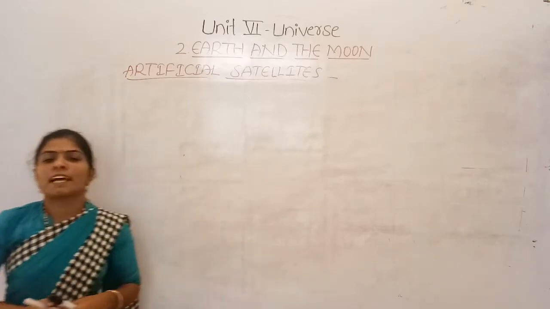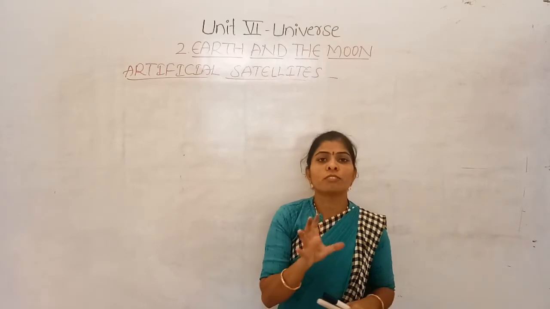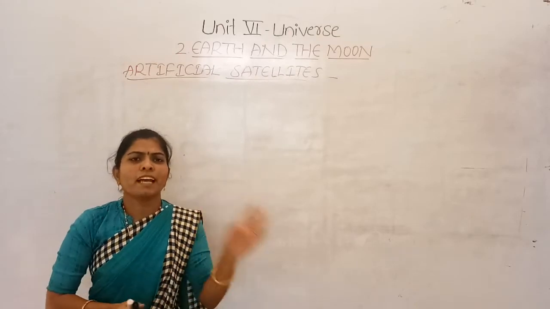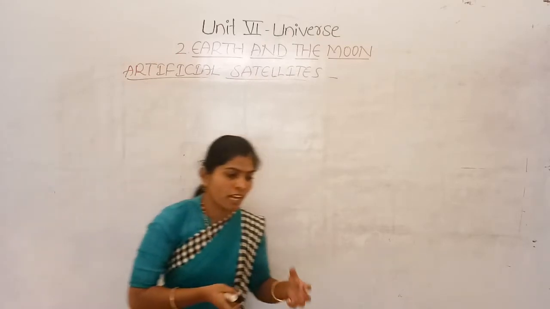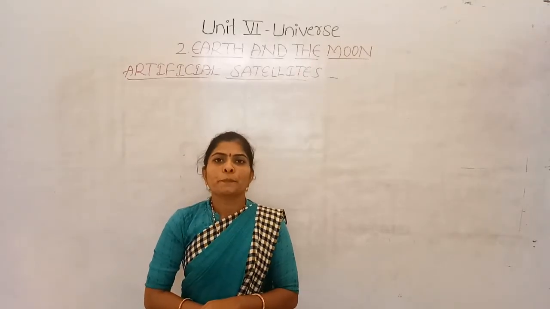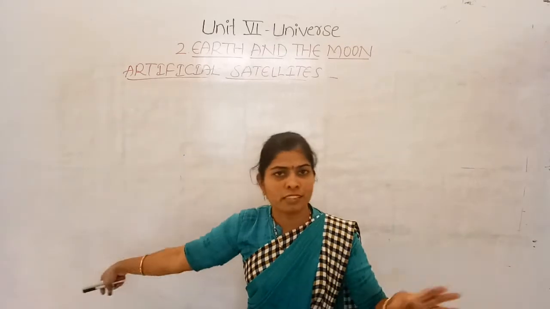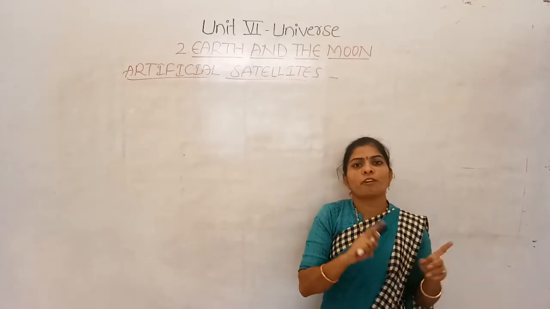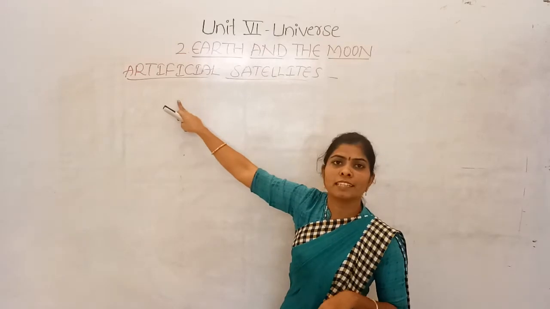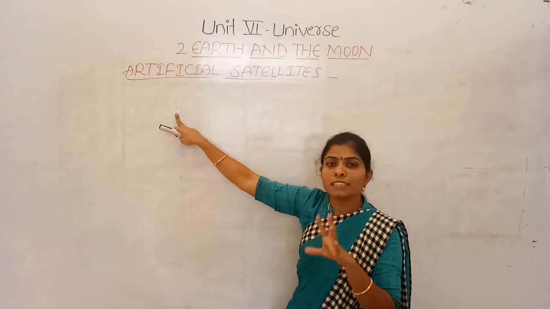Artificial satellites are man-made objects which orbit around the Earth as well as other planets. Many artificial satellites are there, and many are now being launched by NASA, ISRO and others. Artificial satellites are different from natural satellites like the moon, though they also revolve around the planets. The artificial satellites also revolve around the Earth and other planets.